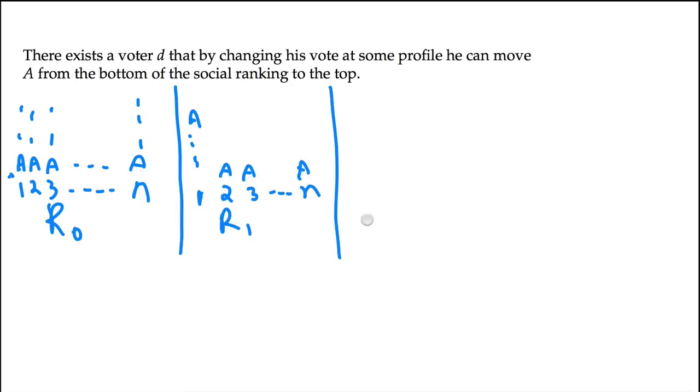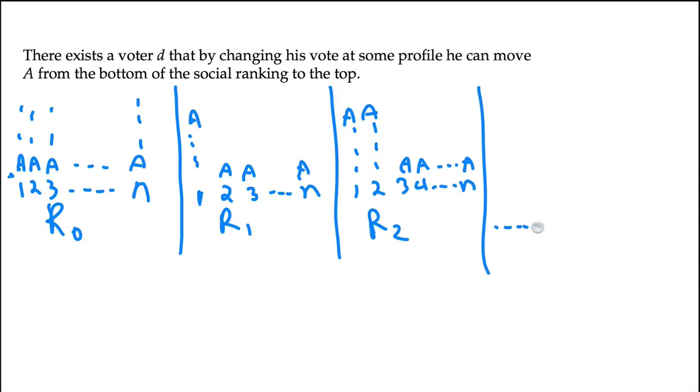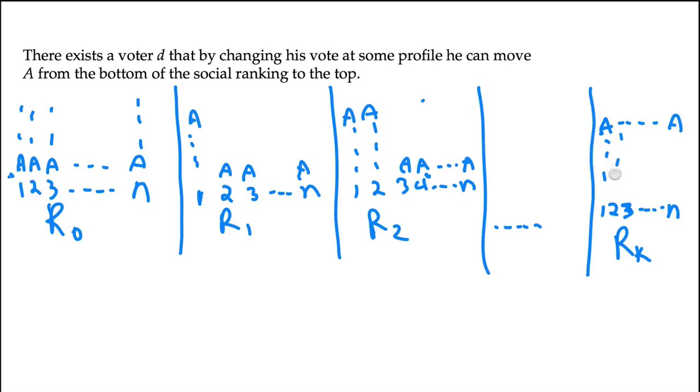Then we'll move on to the next profile, R2, and we're going to have voter 2 move candidate A from the very bottom to the very top. So now voters 1 and 2 rank A at the very top. Everybody else, 3, 4, up to N, ranks A at the very bottom. And we're going to keep going in this fashion, one by one, having voters move candidate A from the very bottom to the very top of their orderings until we end up with some profile RK in which all of the voters, 1, 2, 3, up to N, have A ranked at the very top of their rankings.